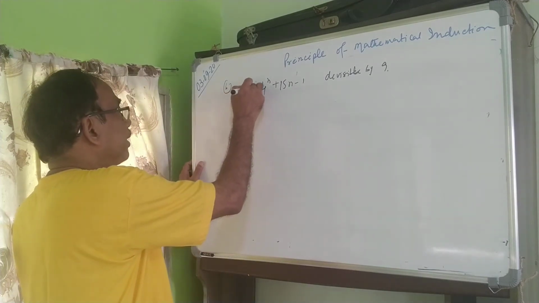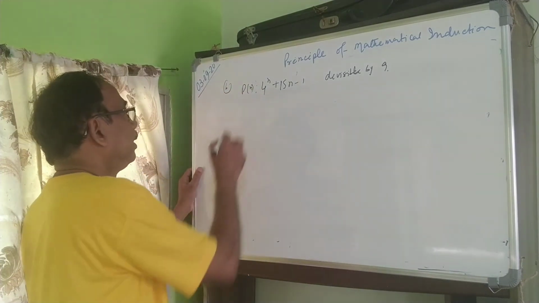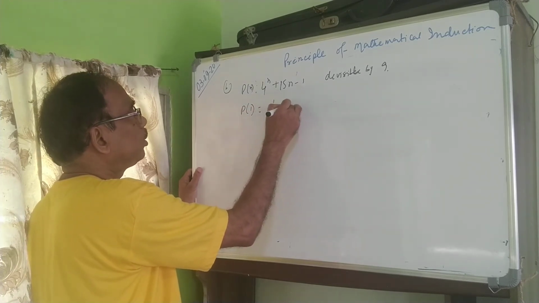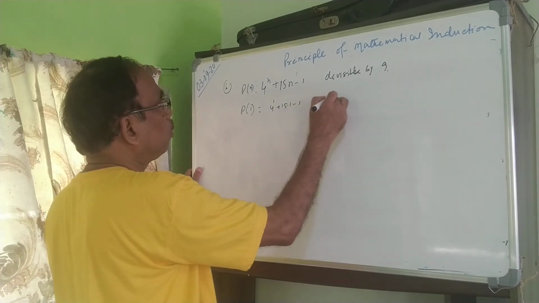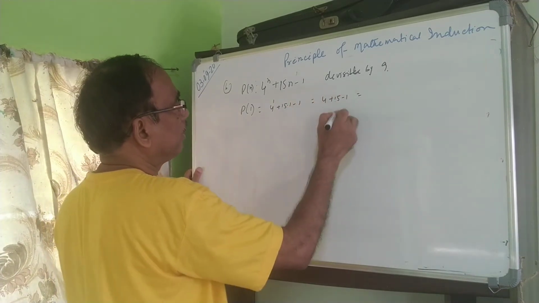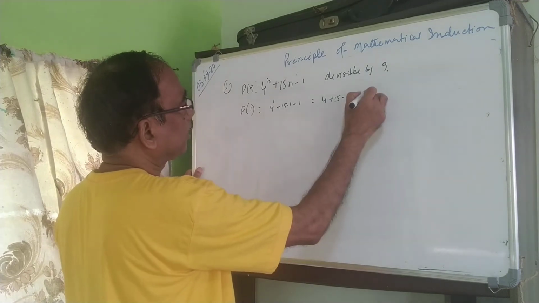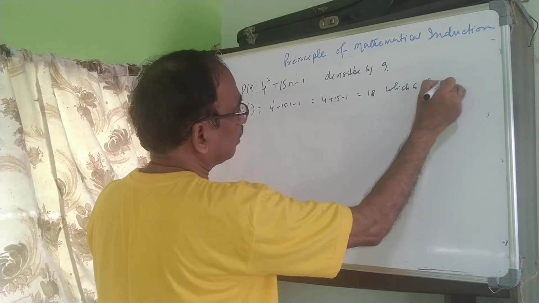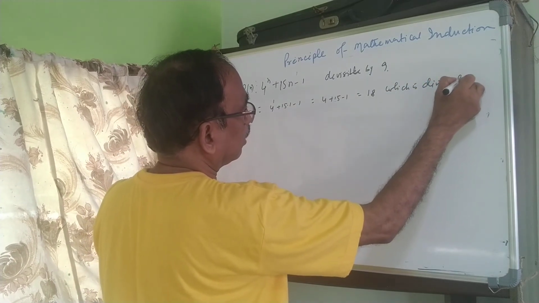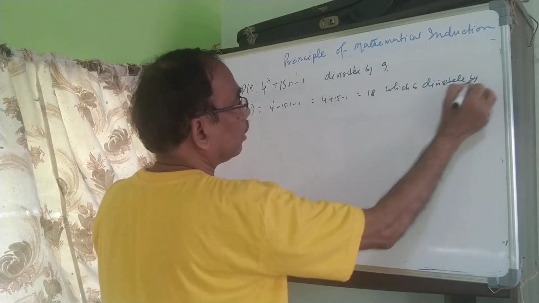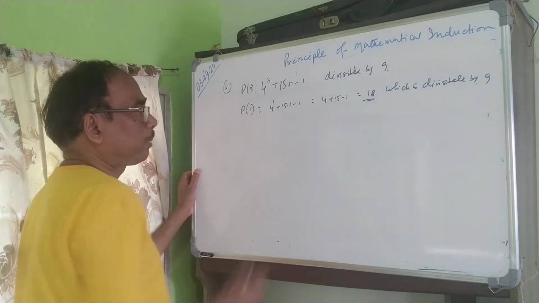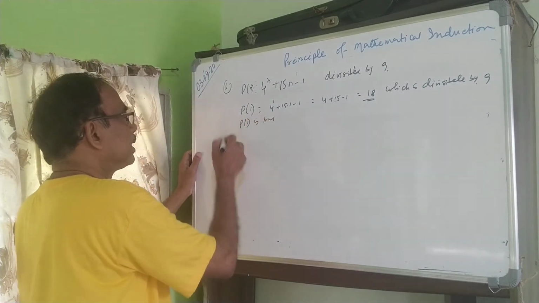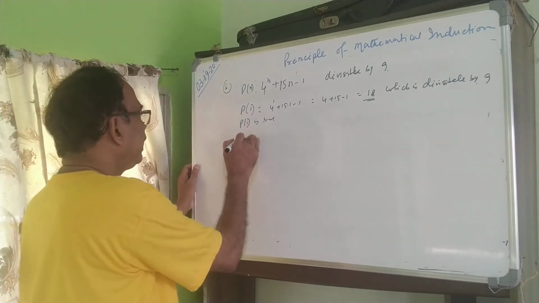Let Pn be the statement which is divisible by 9. Then just like previous, P1 is 4 to the power 1 plus 15 into 1 minus 1. That is 4 plus 15 minus 1, 19 minus 1 is 18, which is divisible by 9. 18 is divisible by 9, therefore P1 is true. Similarly, P2, P3 true.